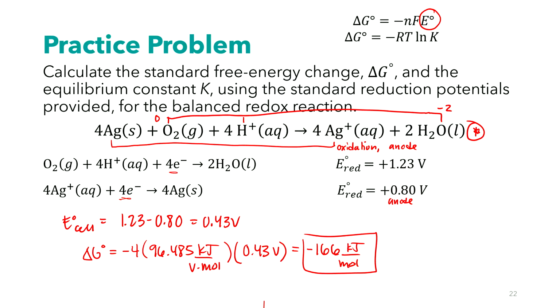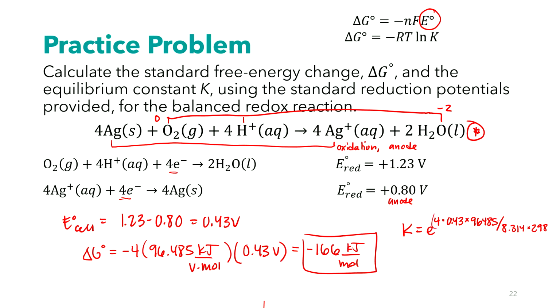Good. I could then take that and plug it in. I'm going to calculate my K from the equation I wrote on the previous slide. I have K equal to e to the 4 times 0.43 times Faraday's constant, which I'm going to put as 96,485 because I'm going to divide by R, which is also in joules. So just make sure you're paying attention to your units here, times 298 Kelvin.